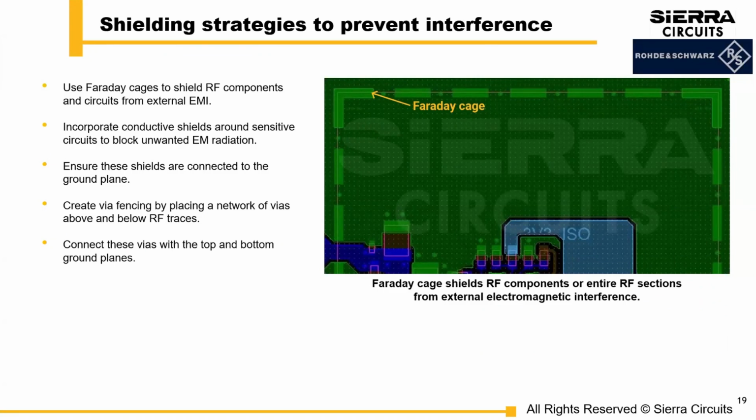You can also have shielding strategies to prevent interference. So you want to enclose sensitive circuits to effectively block external EMI. You can use a Faraday cage to shield RF components or sections. You can create via fencing by placing a network of vias above and below the RF traces. And for stripline structures, you can ensure they're grounded through the top and bottom ground planes. When you're working with microstrip lines, the situation is slightly different since the top side lacks a ground plane. Connect the via fencing on the top layer using a trace.